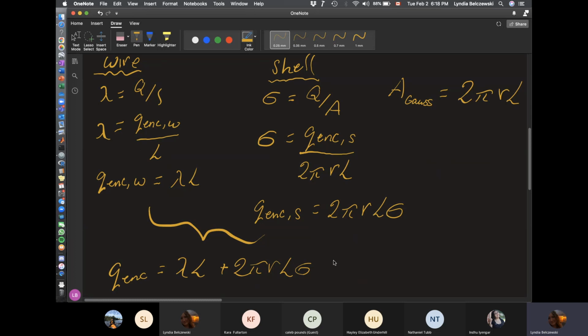Once I see a message from everyone, we can continue on and actually use Gauss's law to find the electric field.